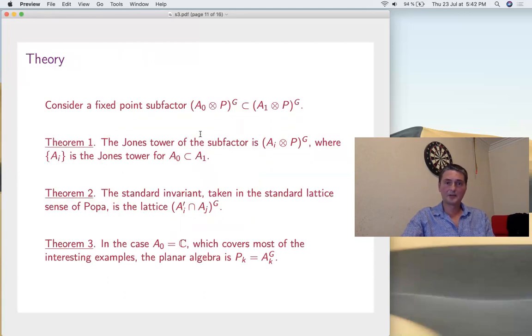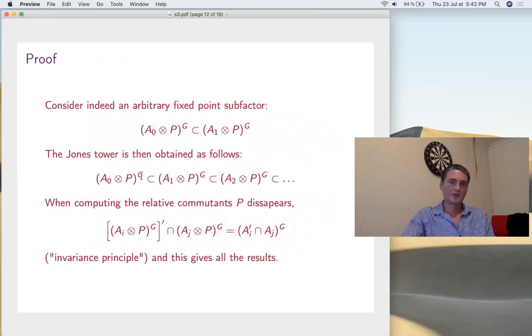Now let's see how the theory goes. Well, the Jones tower, that's something that we talked about a bit last time, is obtained by taking the Jones tower for A0 to A1, extending, taking fixed points. The standard invariant, the idea is just P disappears, you know that, and also in the planar algebra. So let's see the proof here. Let's take a subfactor, Jones tower. What I was saying, it's enough to work out the basic construction. Then it's by Grant somehow. And now the whole point is that this is due to Weissermann. It's the invariance principle in the classical case, but can be extended by using these Peter-Weyl tools in the general case. That when computing the commutants, P just disappears. So you get the things here.